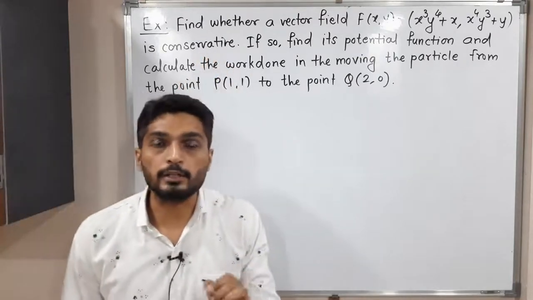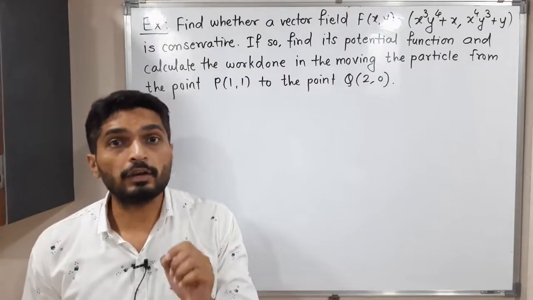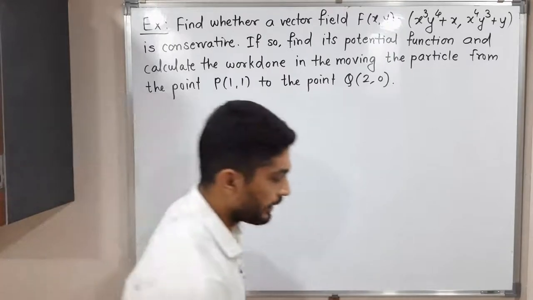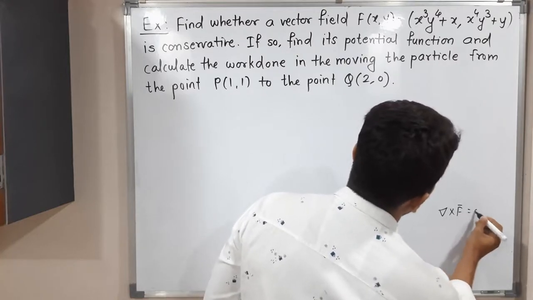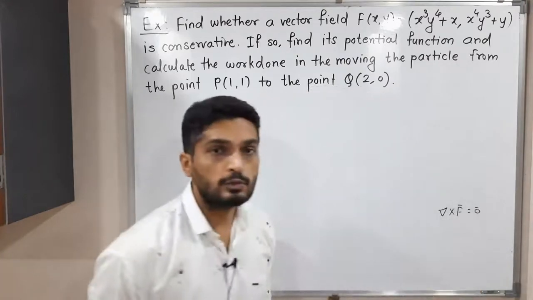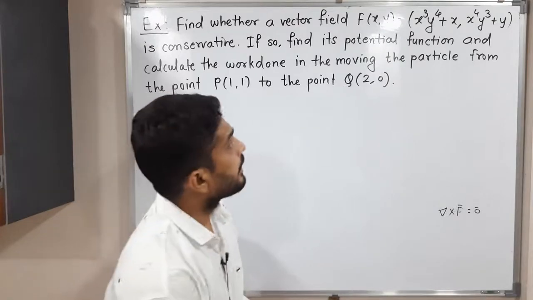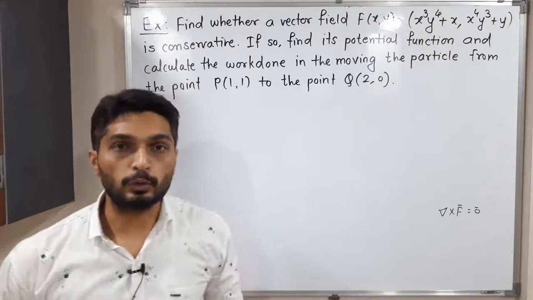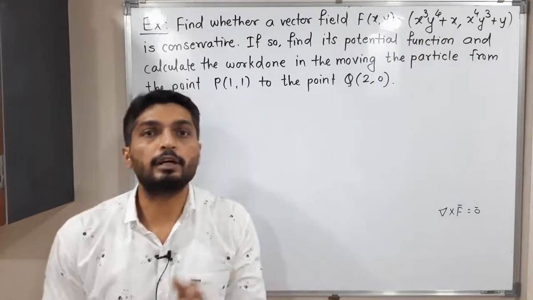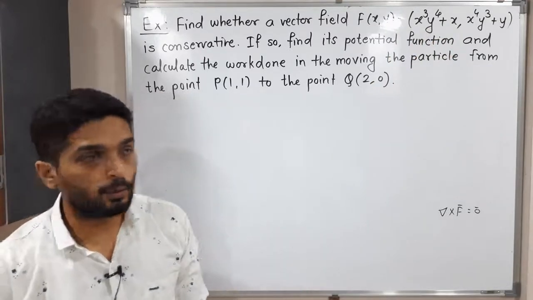When we say a field is conservative, if curl of A bar is equal to 0, that is, let me write here, del cross A bar is equal to 0, then we say the field is conservative. But see, f of x, y is defined in this way, so it has only two components, so it is better to solve in a different way. Let me show you how to solve this problem.